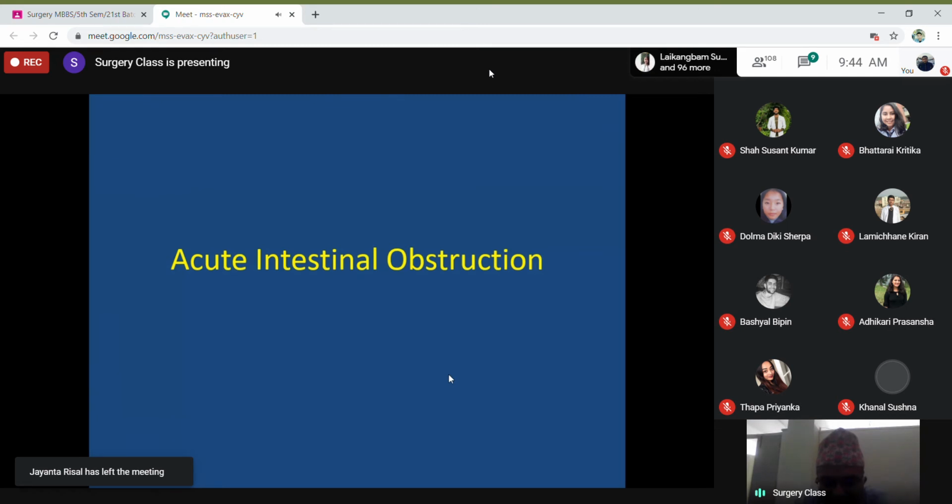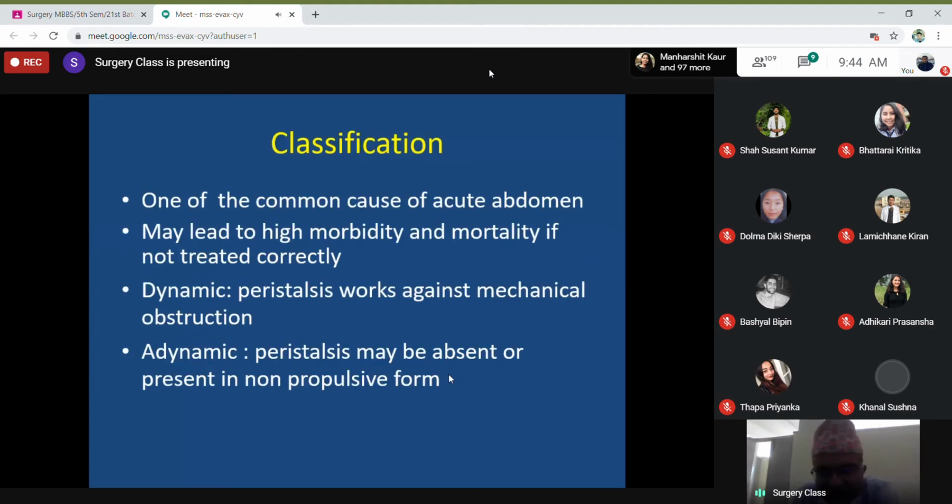So the topic acute intestinal obstruction, as you know, is a very common surgical emergency condition. As a surgeon, or after you become a graduate, when you are doing your duties in the emergency, it is one of the common surgical problems you will encounter in your clinical practice. Before we go to the definite management of acute obstruction, we'll first discuss the common concepts about acute obstruction.